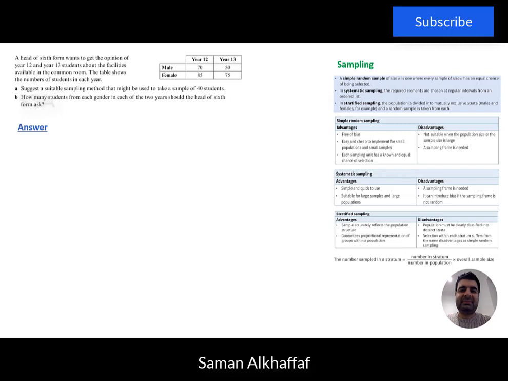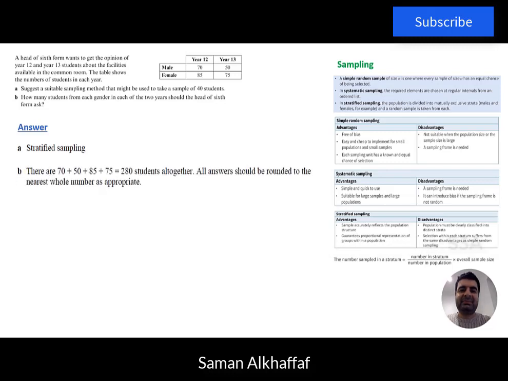Part A: suggest a suitable sampling method that might be used to take a sample of 40 students. First, it is recommended to use stratified sampling, and on the right hand side it highlights the advantages and disadvantages of using stratified sampling.